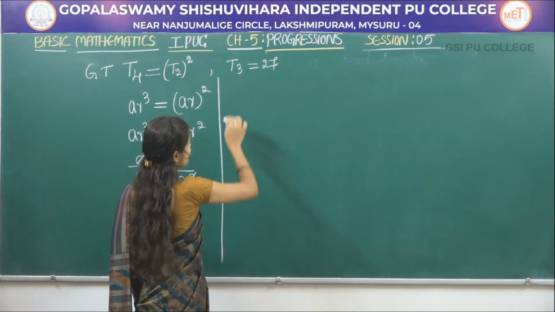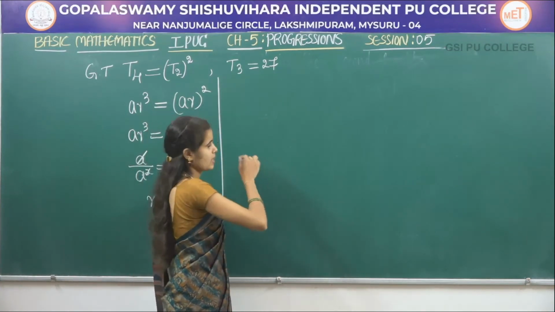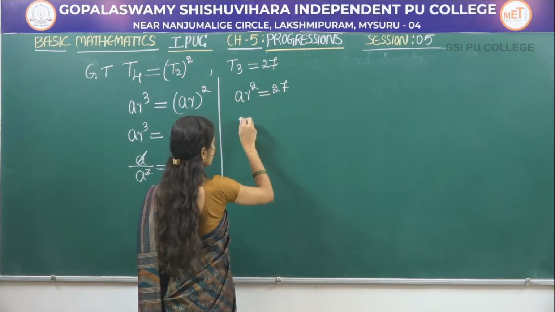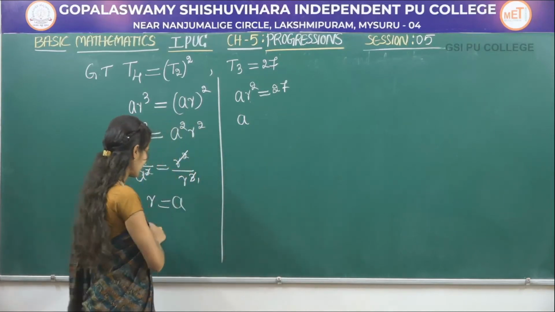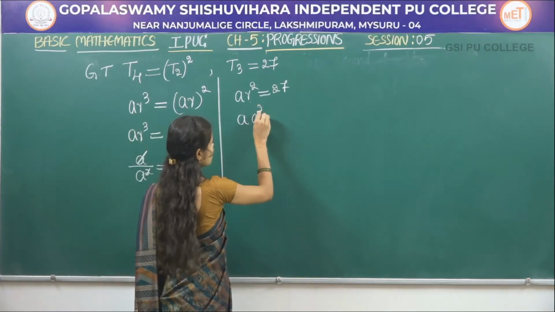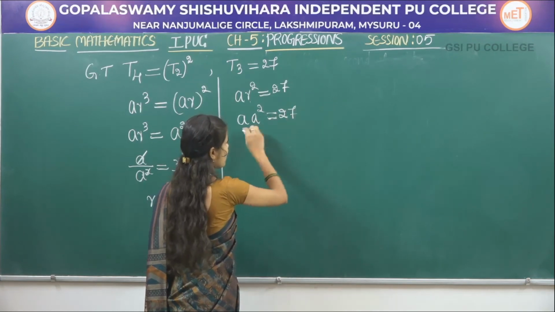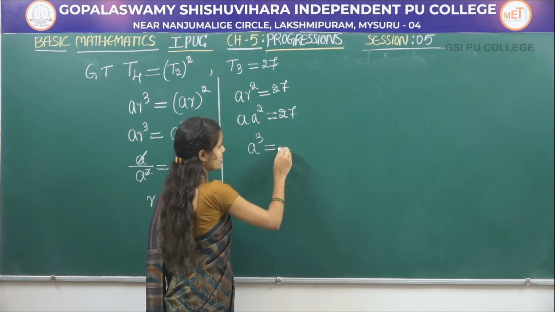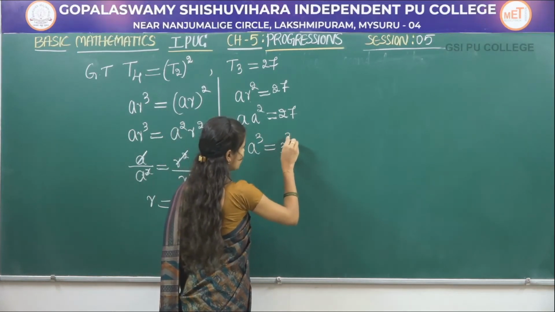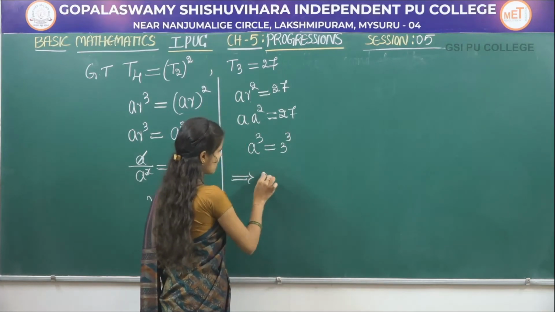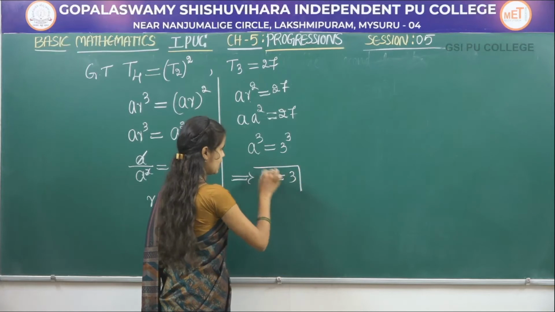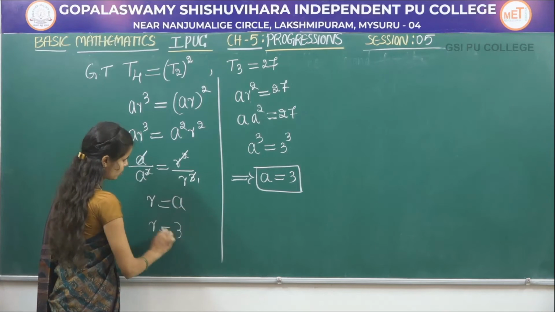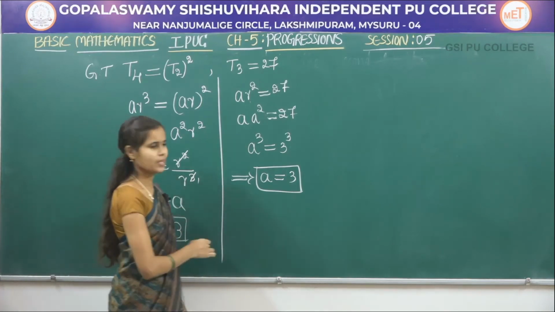So here simplify. First define T3. The third term AR square is equal to 27. So A into, substitute R, R means A, so A square is equal to 27. A into A square, so A cube is equal to 27. 27 can be written as 3 cube. So this implies A is equal to 3. A is equal to 3 here. R is equal to A is equal to 3. Therefore, R is also equal to 3.